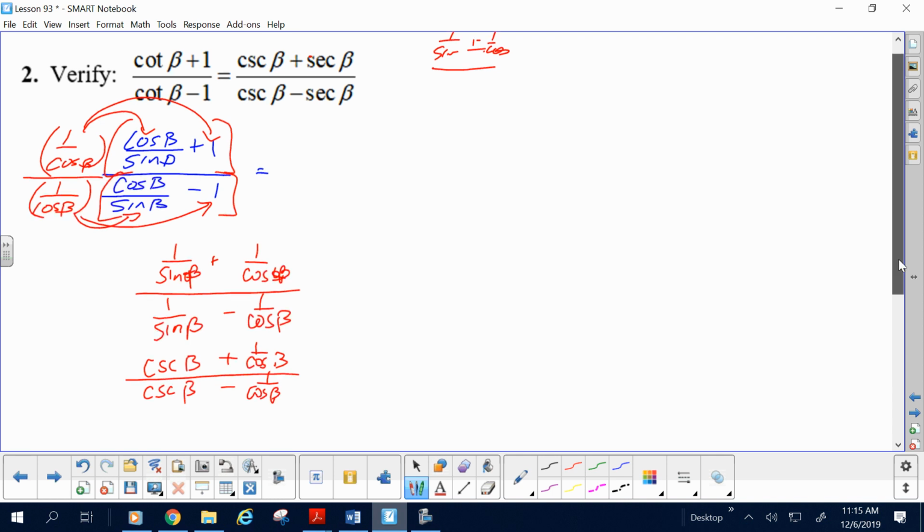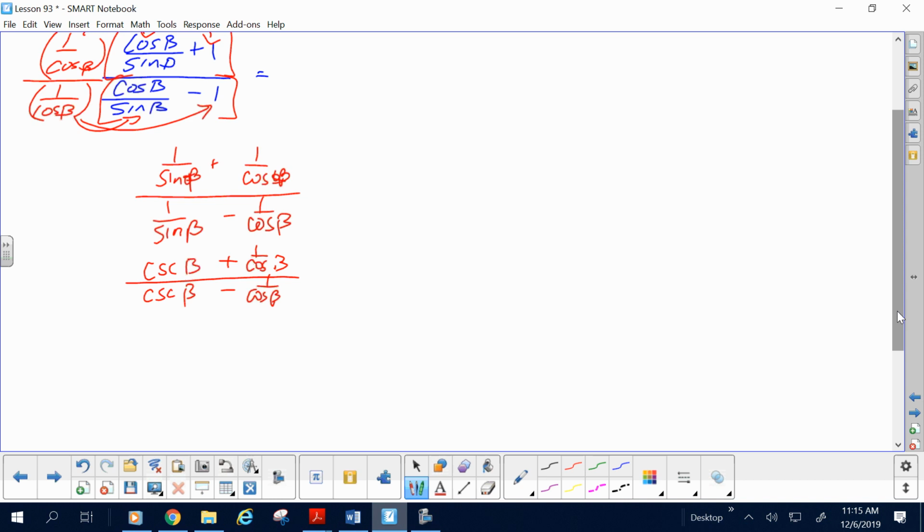Okay, again, that was the same substitution, so that is fine and dandy. And then 1 over cosine and 1 over cosine both get replaced by secant. And then you say boom.